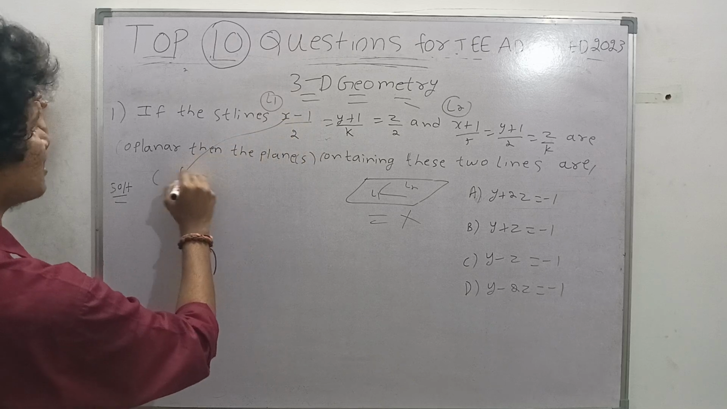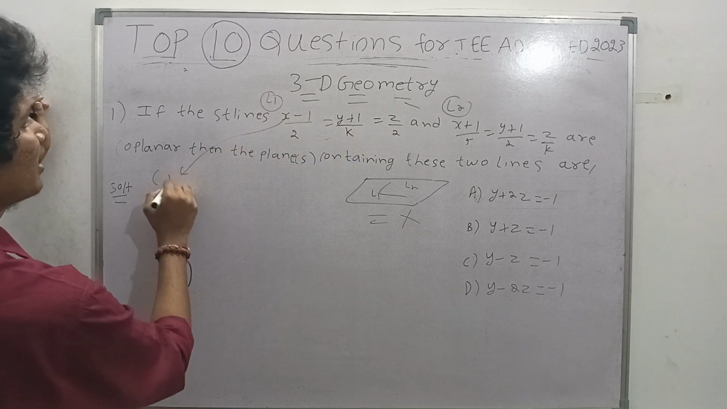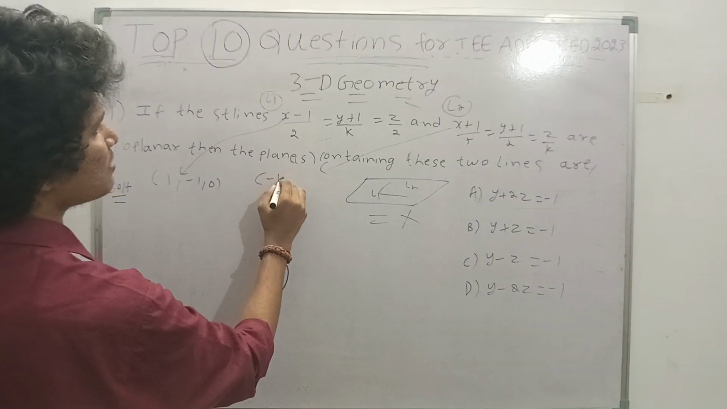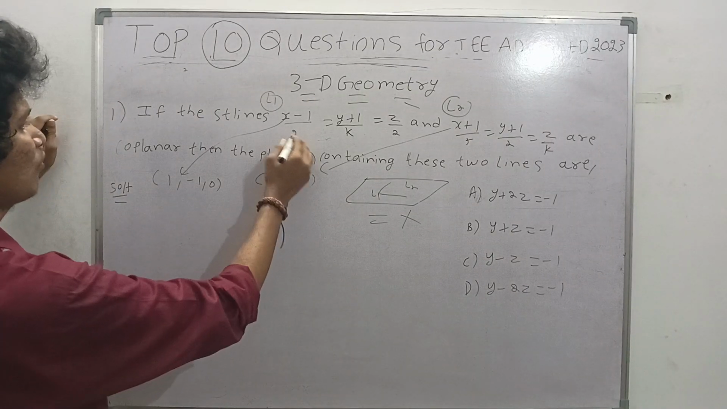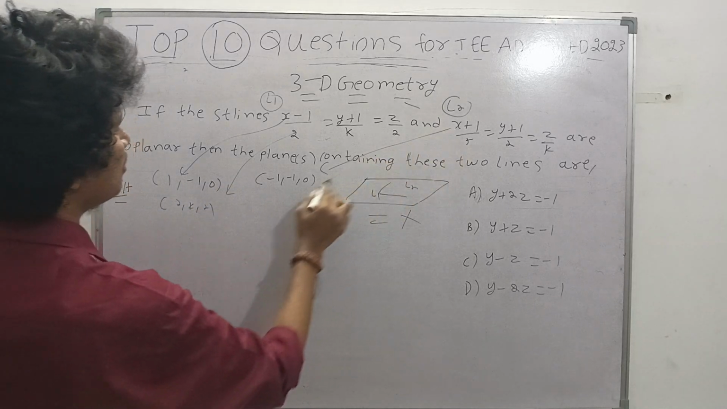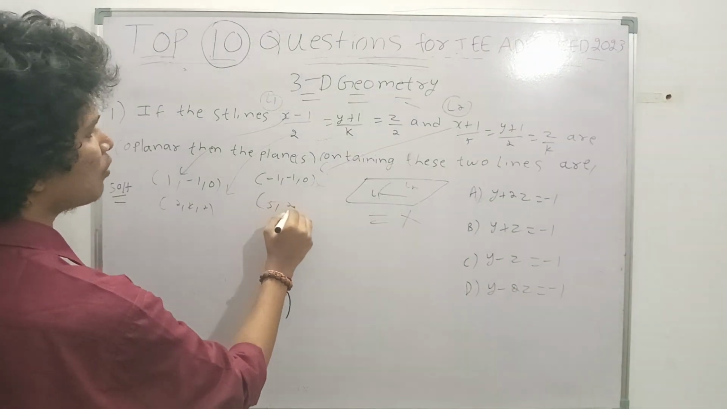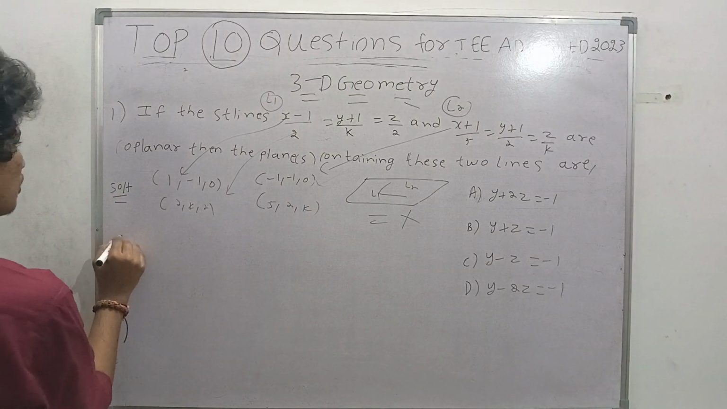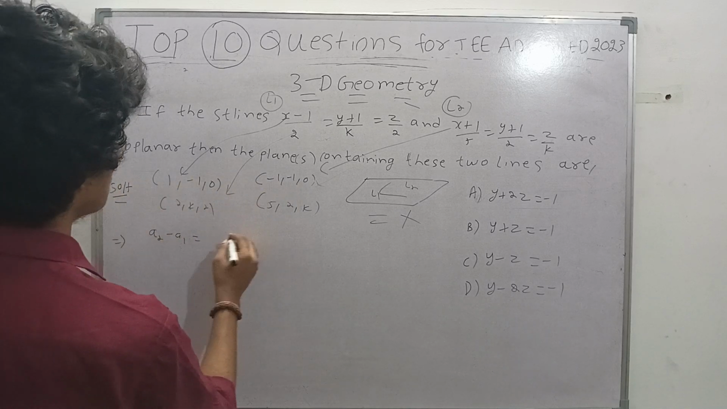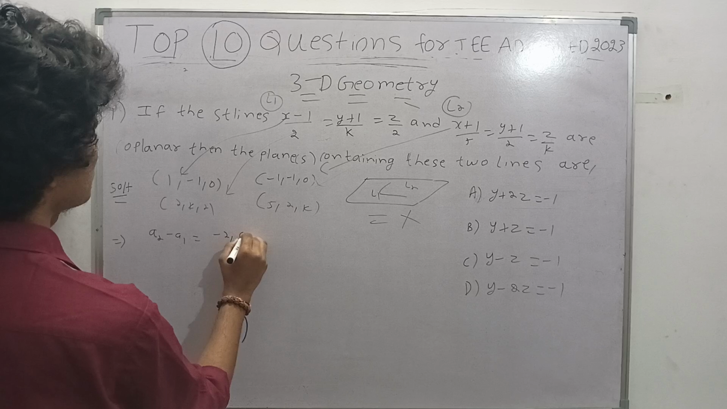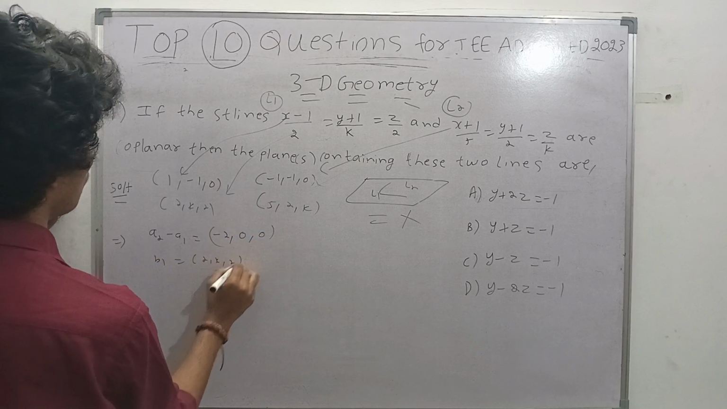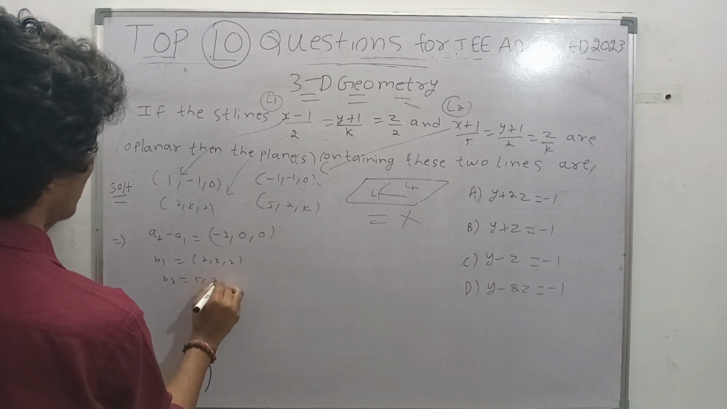You have to consider this line. What is the passing point? Here it is 1, minus 1, 0. And for this line, the passing point is minus 1, minus 1, 0. And what are the DRs here? 2, k, 2. And what are the DRs here? Their DRs are 5, 2, k. So if you observe very carefully, what is a2 minus a1 here? We have to subtract these two points: minus 2, 0, 0. This is a2 minus a1. What is b1? b1 is 2, k, 2. What is b2? It is 5, 2, k.